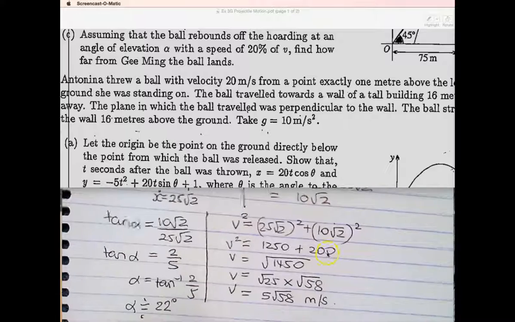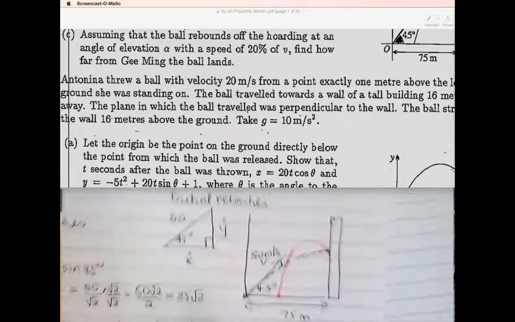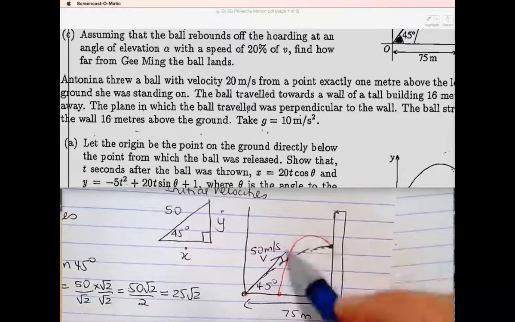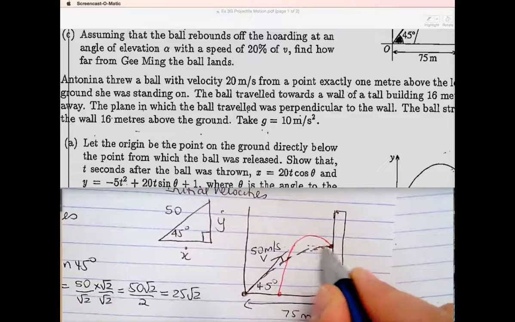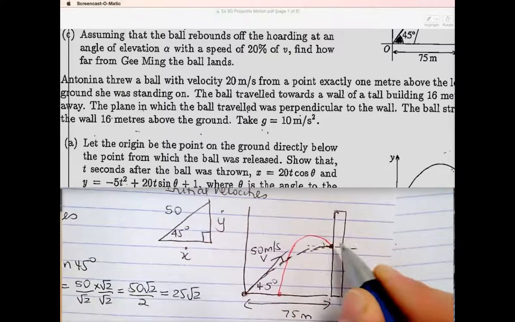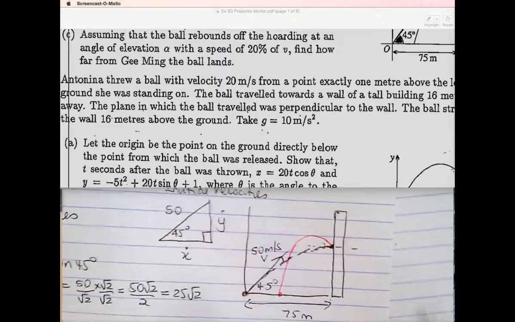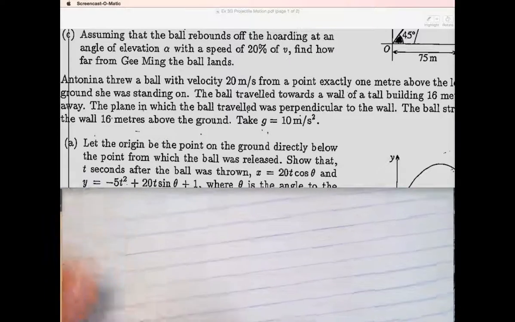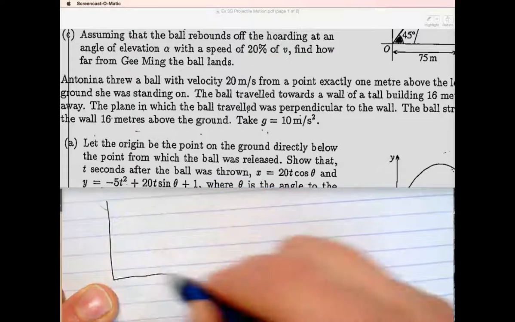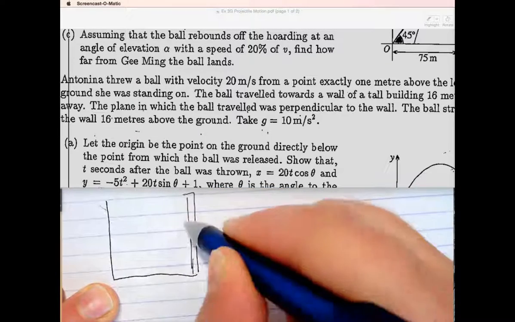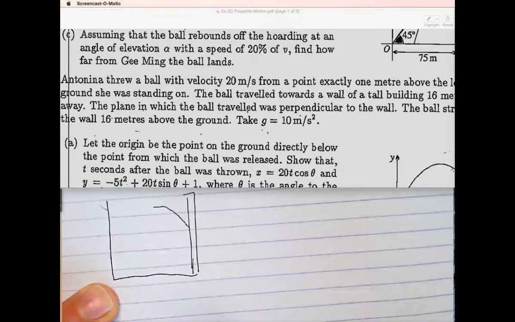So we want this distance here, but I think we're going to have to find this first. Girls, this is how the ball comes back. So they're saying, I'm going to put a dotted line here, that this angle in here is alpha. So how does the ball come back? I'll draw the diagram again. Here's the wall, and we know the ball rebounds back like that, doesn't it?